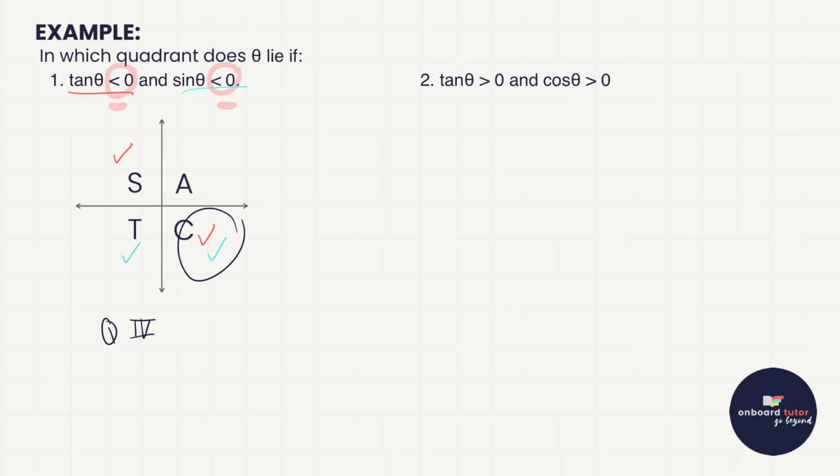Let's look at another example. Tan theta needs to be greater than 0. So greater than 0 are numbers like 1, 2, 3, 4, 5. Those are positive numbers. And cos theta needs to be greater than 0. So those are also positive numbers. Following our cast rule, it's really nice and easy when they must be positive, because that just means we need to look for the letter.